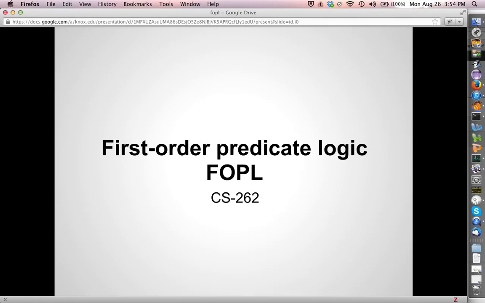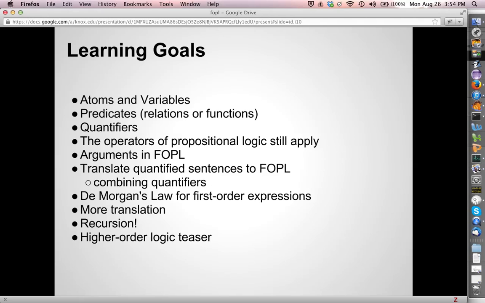In Jamie's flipped classroom for CS262, we're going to talk about first-order predicate logic, or FOPL, as I like to call it. I don't know if that's a standard thing that people call it. First-order predicate logic is something people call it. I'm not sure about FOPL. So here's the learning goals outline.